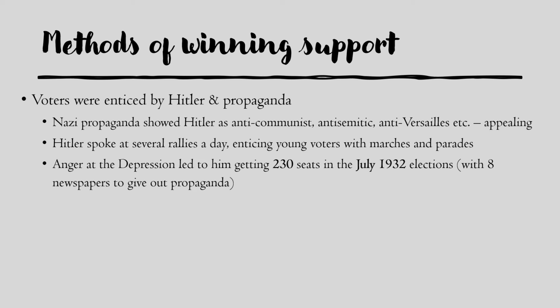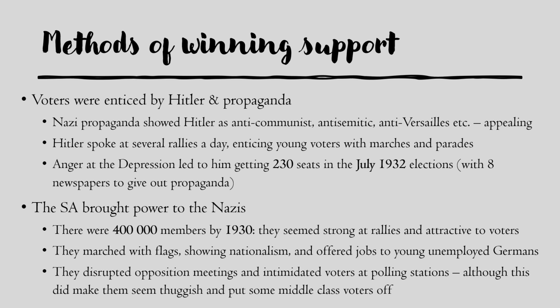He seemed a strong leader. He was very, very good at speaking. He persuaded a lot of different people. He gained massive support. And obviously the anger at the Great Depression, at the subsequent chaos, it didn't just stop in 1929, 1930, it continued. And so in the July 1932 elections, Hitler doubled his previous vote share. He got 230 seats in the Reichstag, a huge amount, and actually the biggest party then in the Reichstag. And he had 8 newspapers to dish out his propaganda across Germany.